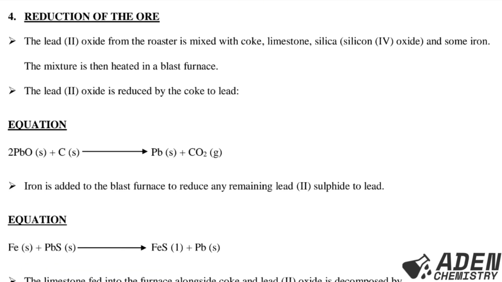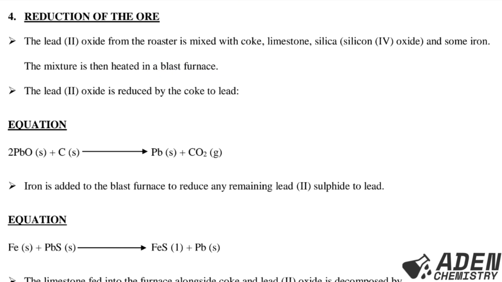So let us proceed to number 4, that's the reduction of the ore. We are saying the lead 2 oxide from the roaster is mixed with coke, limestone, silica, and we said silica is silicon dioxide, and some iron powder or some iron. And we are saying the mixture is then heated in a blast furnace.